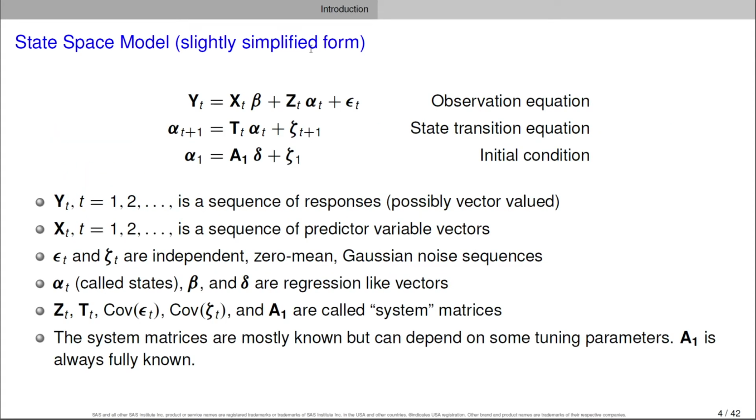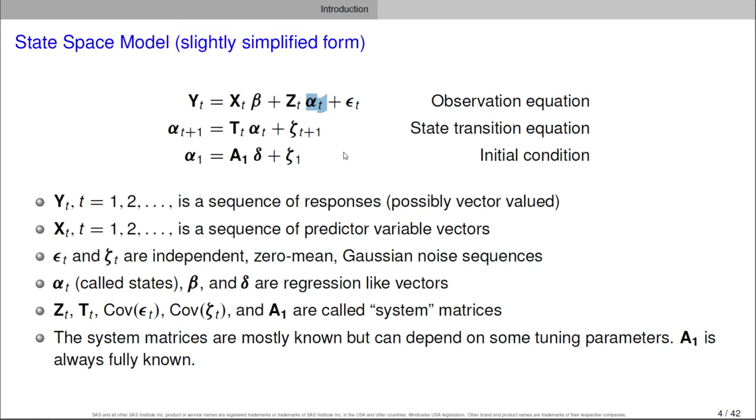An SSM is defined by a set of three equations. The first equation, called the observation equation, writes the response vector at time t, yt, as a sum of three terms. The first term, xt beta, is the usual regression effect with xt as the design matrix at time t and beta the regression coefficient vector. So xt is the design matrix and beta is the regression coefficient. The second term, zt alpha t, is also similar, but in this case, the regression coefficient alpha t is time varying. So this regression coefficient is not static. It can vary with time.